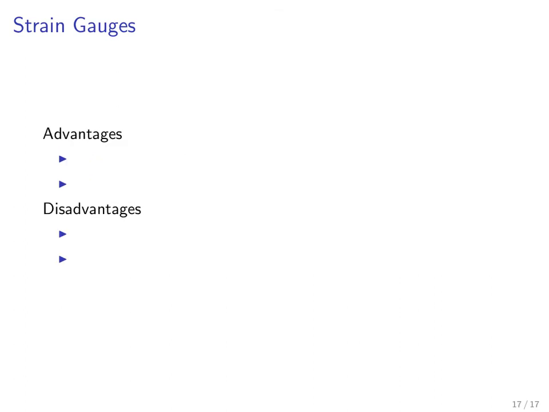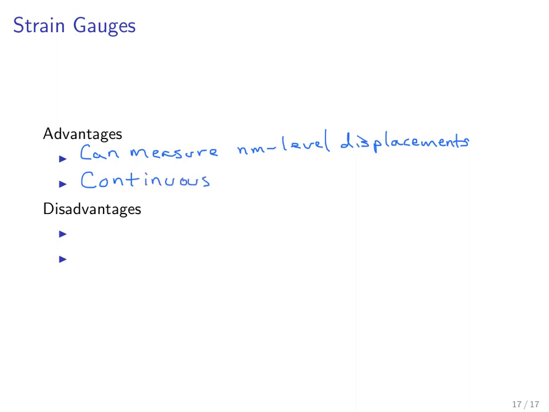Okay, so some advantages to strain gauges include the fact that we can measure very small displacements. In fact, it is possible to measure nanometer level displacements. You can also get a continuous measurement, just as with the potentiometers. There will be later on some position sensors that we'll talk about that you cannot make continuous measurements with. That's why we make the distinction here.